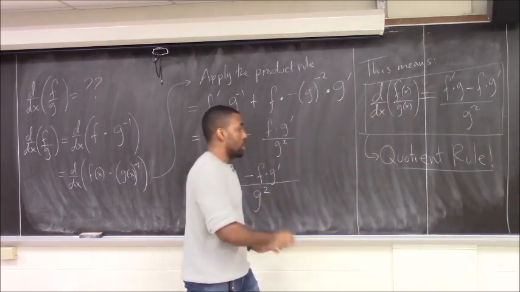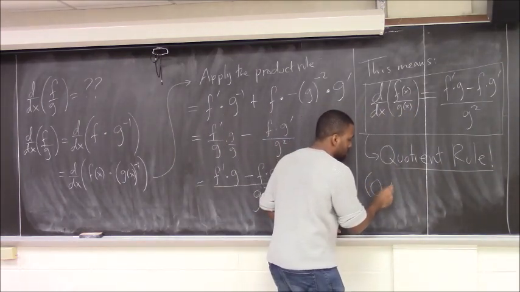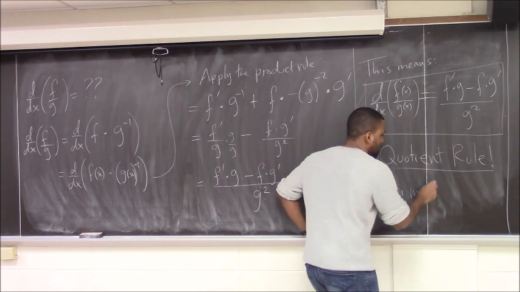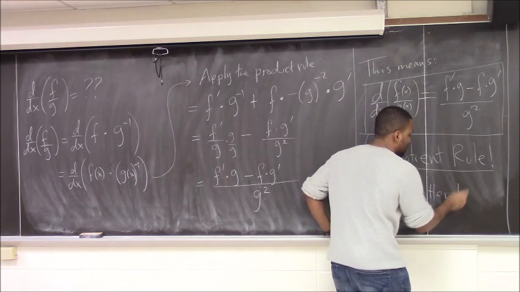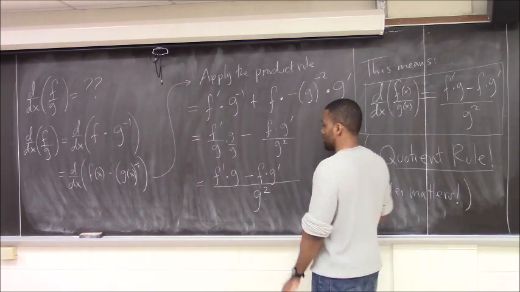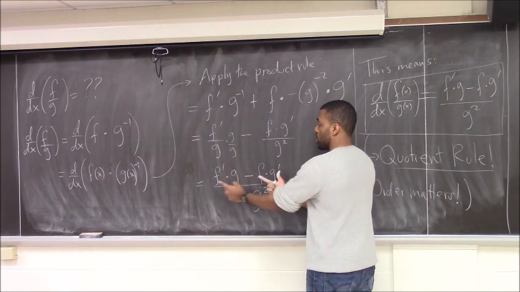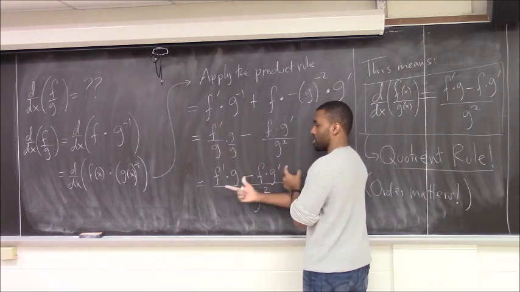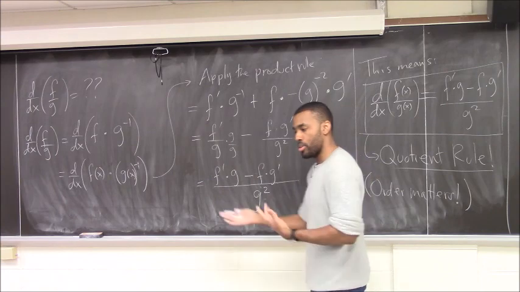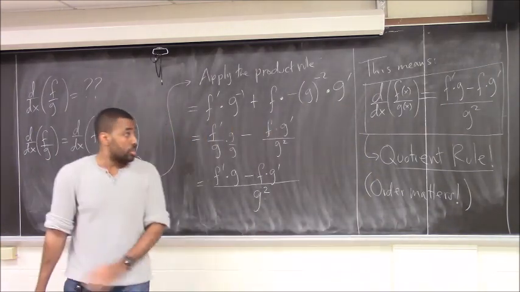Very important rule. And notice that the order matters here, right? Because of the subtraction sign. So if you put the wrong guy first, you get the wrong answer. Right? 3 minus 2 is not the same as 2 minus 3.